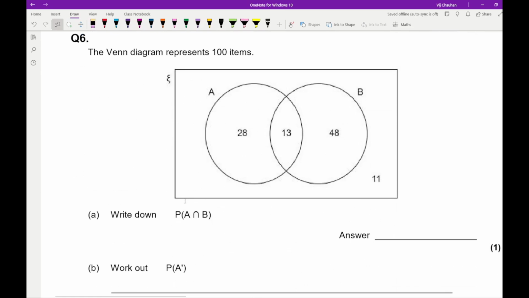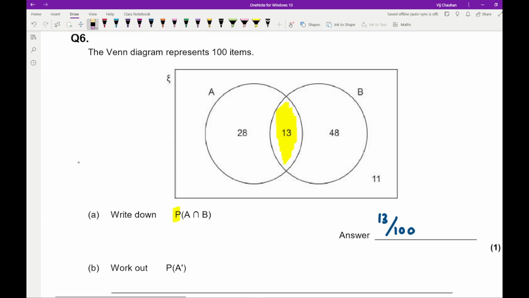Moving on to question 6, it says the Venn diagram represents 100 items, and for A it's saying work out the probability of A and B. Now A and B is basically this middle area here, and remember we need to work out the probability, so it's going to be 13 over the grand total, which is 100.